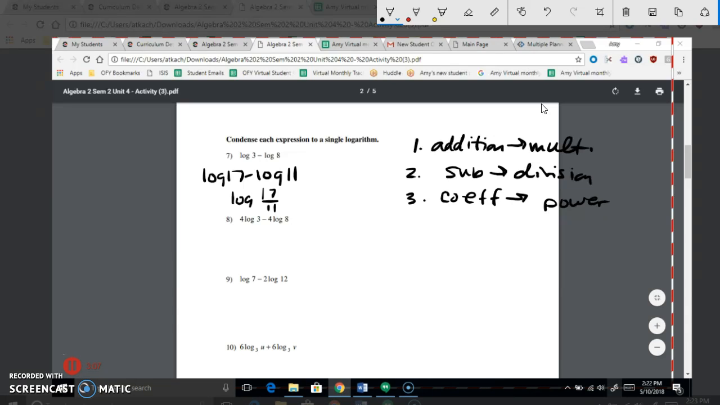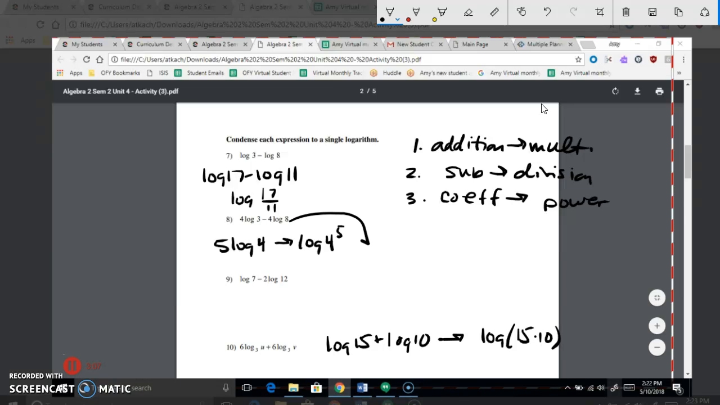If we do an addition problem, something kind of like this, log 15 plus log 10, that becomes log of 15 times 10. And then with the power, like a coefficient like this, let's say we have 5 log 4, that becomes log of 4 to the 5th power. And so if we have a bunch of things together, let's actually just do this number 8 problem right here. The coefficient becomes the power, so it's going to come up here. The coefficient here becomes the power, it's going to go up there. And the subtraction means that we're going to go to division.